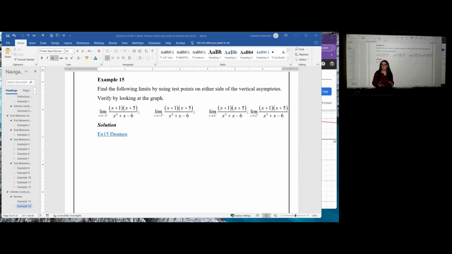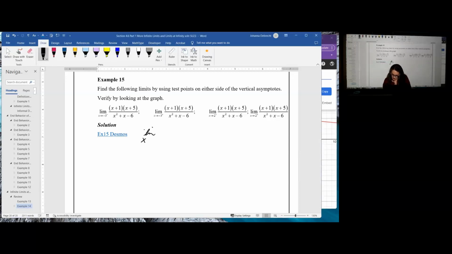This is the ratio of two polynomials, so it's rational. In order to find whether or not there are any vertical asymptotes, we would take the denominator and factor it to see if any factors cancel and become holes, or if they don't cancel and they stay vertical asymptotes. This would give me (x + 1)(x + 5), all divided by (x + 3) times the quantity (x - 2). None of these factors are common, and so nothing cancels and becomes a hole.